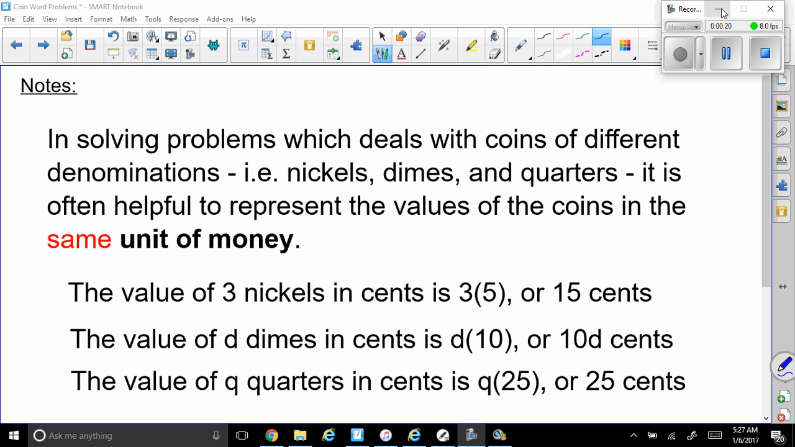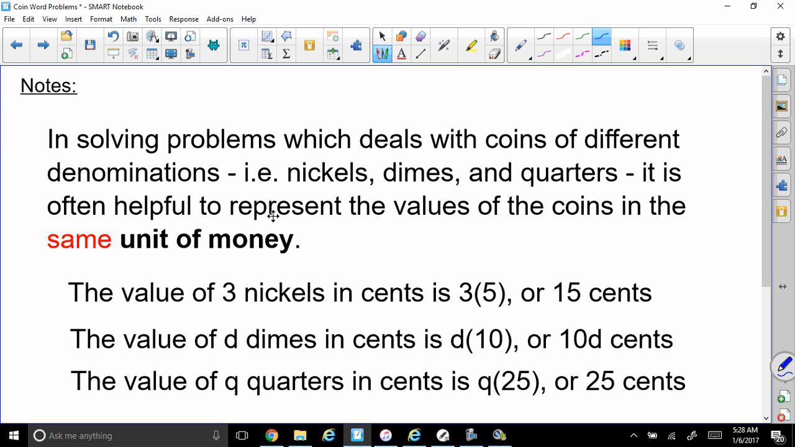All right, in solving coin problems, which deal with coins of different denominations, for example nickels, dimes, and quarters, it is often helpful to represent the values of the coins in the same unit of money. For example, the value of 3 nickels in cents is 3 times 5, because each nickel is worth 5 cents, which gives us 15 cents. So we are, in a sense, removing the decimal point and just calling it cents.